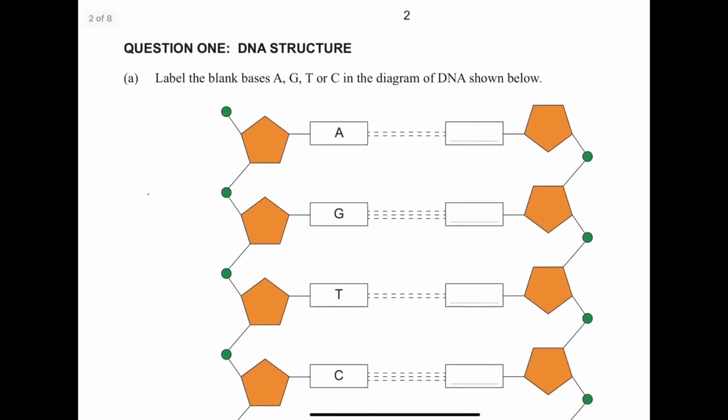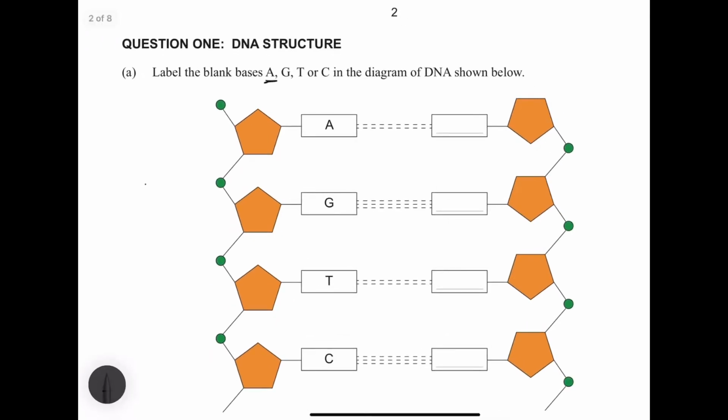So question 1, DNA structure. Label the blank bases A, G, T, or C in the diagram below. So we know that adenine pairs with thymine and guanine pairs with cytosine. So we can fill it out down below. A goes with T, G goes with C, T goes with A, and C goes with G.